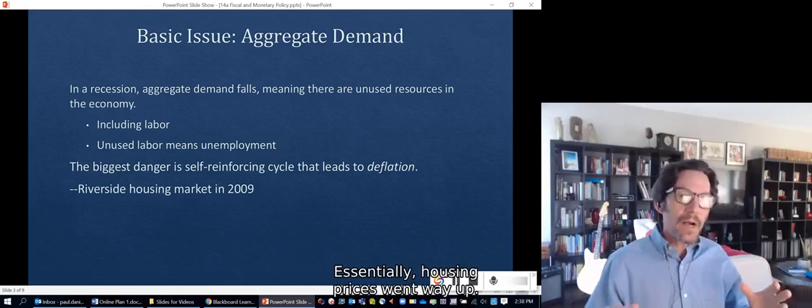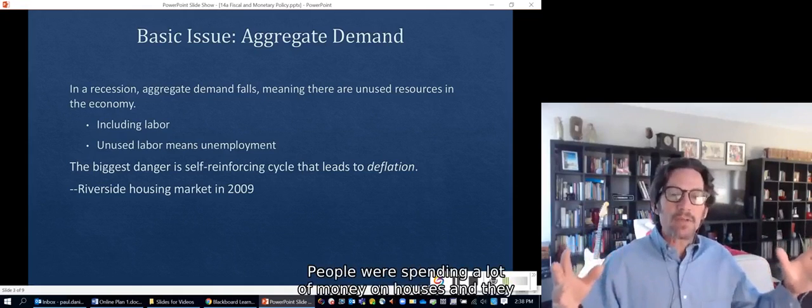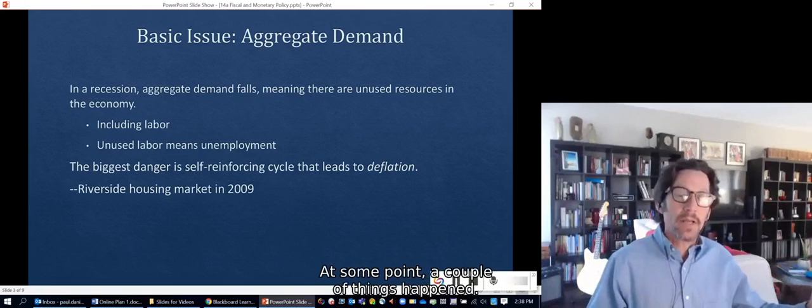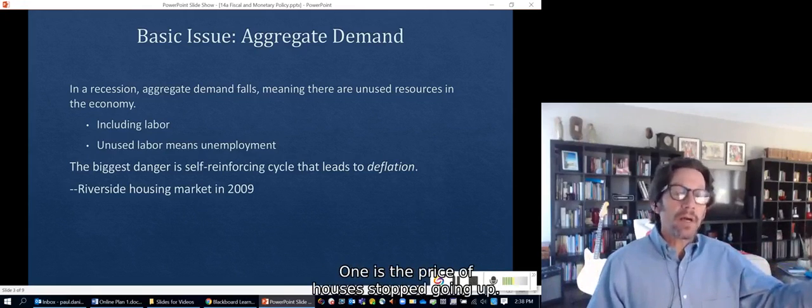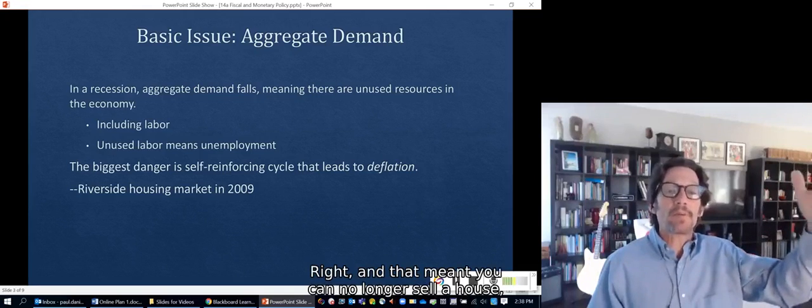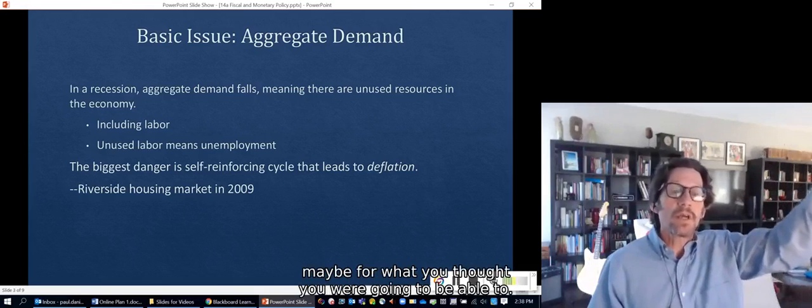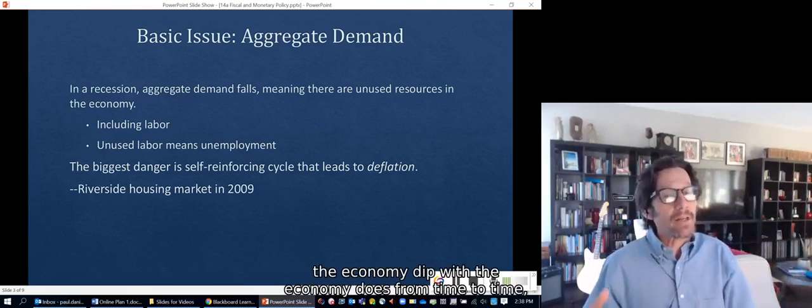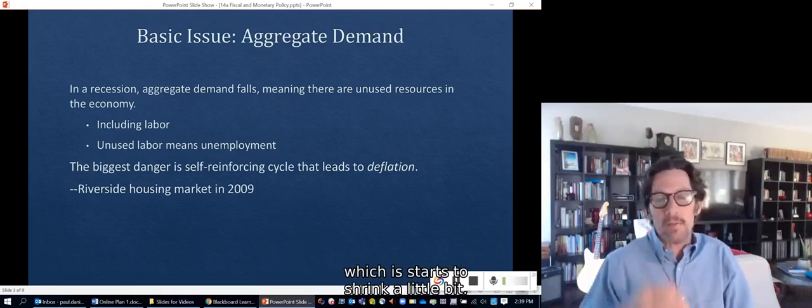Essentially, housing prices went way up. People were spending a lot of money on houses, and they were borrowing money to do it, right? At some point, a couple of things happened. One is the price of houses stopped going up, right? And that meant you could no longer sell a house maybe for what you thought you were going to be able to. And related to that, the economy did what the economy does from time to time, which is starts to shrink a little bit.